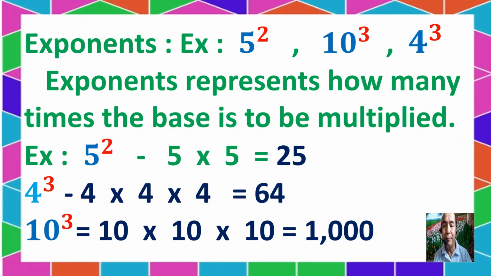Another example, we have 10 to the third power, or 10 to the exponent of 3. So what is the value? We simply multiply 10 times 10 times 10, meaning the exponent 3 represents how many times the base is to be multiplied. So we have 10 times 10, 100, and 100 times 10 will give us 1,000. So that's how to get the value of an exponential number.